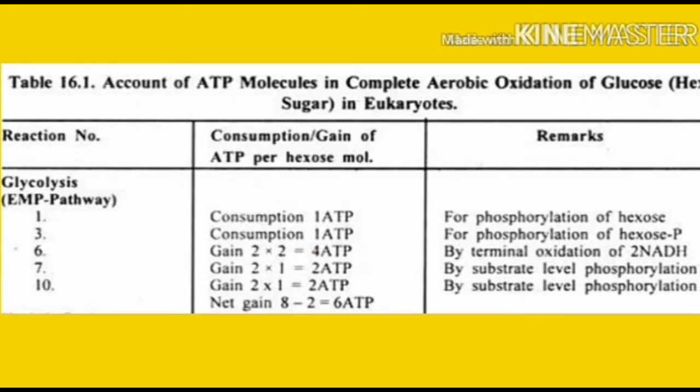The first NADH2 production is in between 1,3 biphosphoglyceraldehyde to 1,3 biphosphoglyceric acid. Two NADH2s are formed. Then two ATPs are formed in between 1,3 biphosphoglyceric acid to 3-phosphoglyceric acid. Then two more ATPs are formed in between 2-phosphoenol pyruvic acid to pyruvic acid. In glycolysis, the total energy consumption is 2 ATP. The total energy formation is 4 ATPs. Purely in the form of ATP, the net gain is 2.